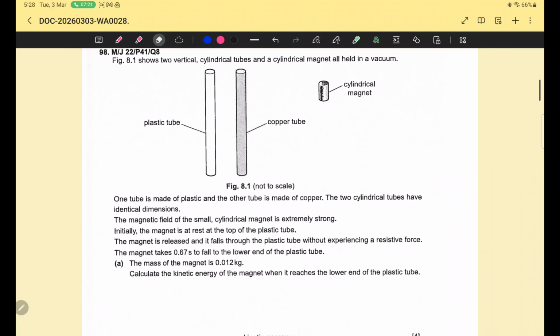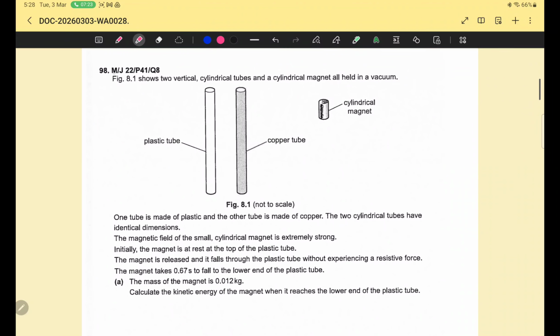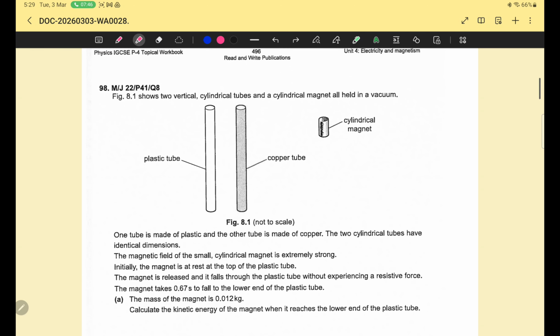And now we are solving a question. The question from May, June 2022, it is a new question. And we haven't discussed this question with Pavitra, with Atif, and with Ammar in the last classes because they are revising. And this is a new question, beta. Okay. Consider this is a magnet bar, cylindrical magnet bar, and this magnet bar will pass through plastic tube as well as it will drop through copper tube.